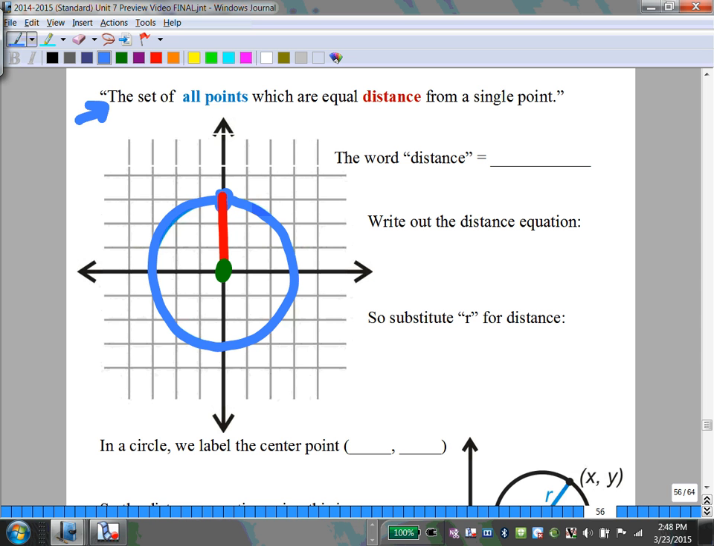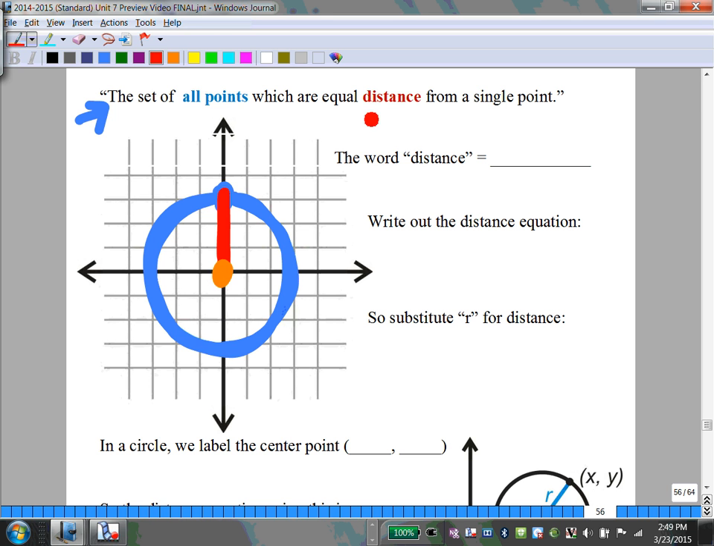Ready? Now I want you to pick up your pencil, trace, and say this out loud with me. A circle is the set of all points which are equal distance from a single point. One more time. A circle is the set of all points which are equal distance from a center point.